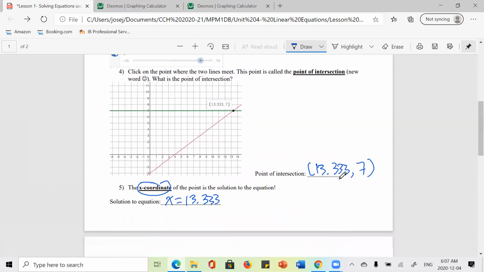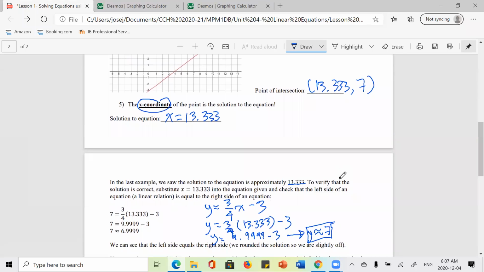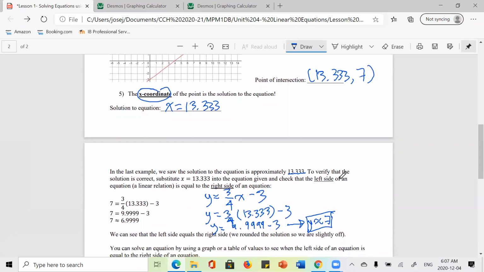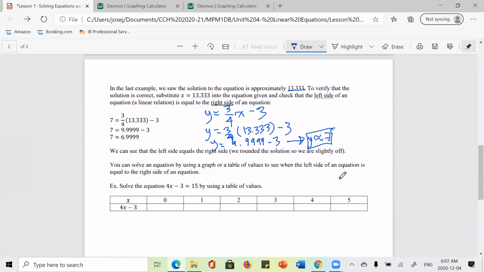And I can easily see here that the number I would have to multiply 3 over 4 by, minus 3, to give me 7 is 13.333. Okay, so that was one way that we can solve an equation graphically. Like I said, algebraically, we'll leave that for later on in the second lesson.